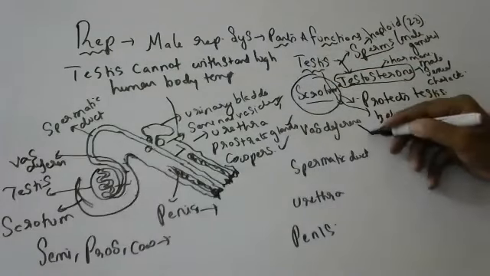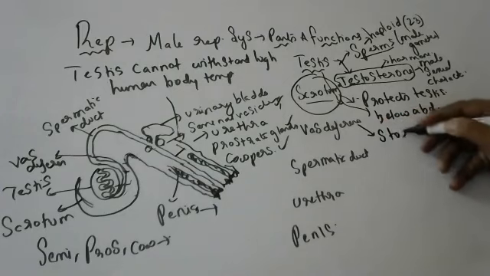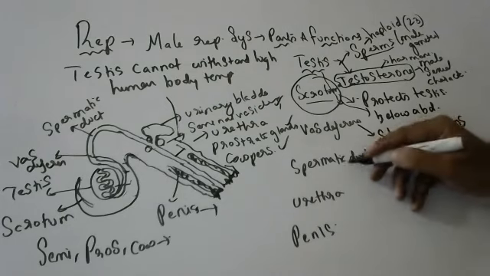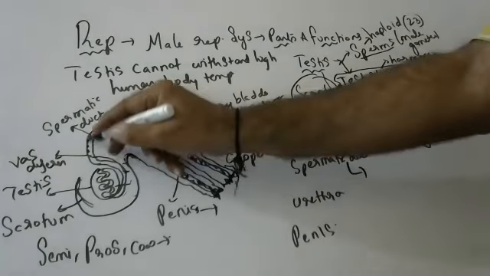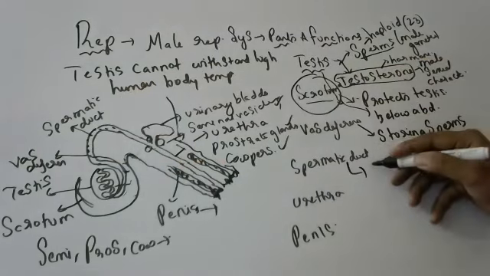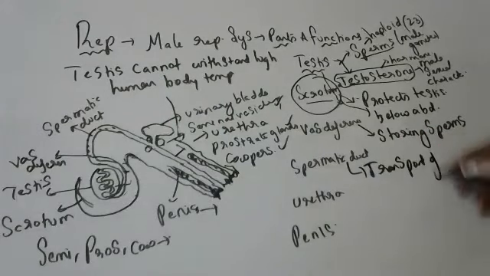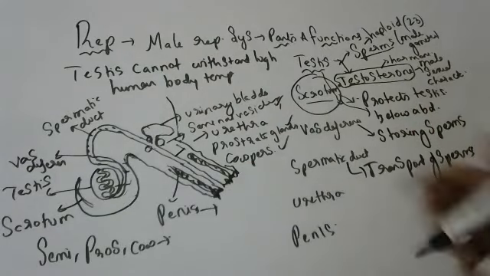Okay, vas deferens. They help in storing and transferring the sperms. Okay, children. Spermatic duct, here sperms will be coming, children. It helps in transport of sperms. Not always, children, only during sexual activity sperms will come. Remaining times sperms won't come.